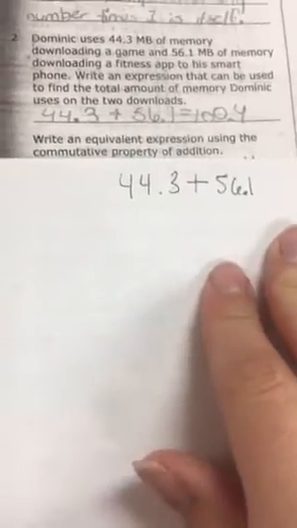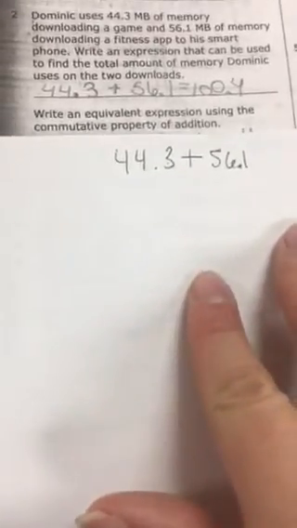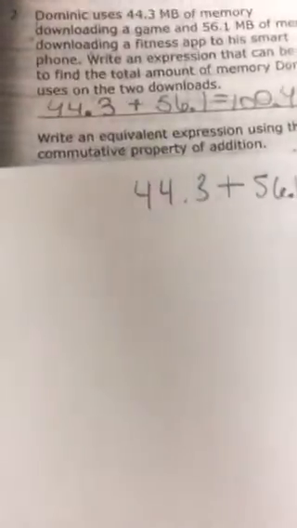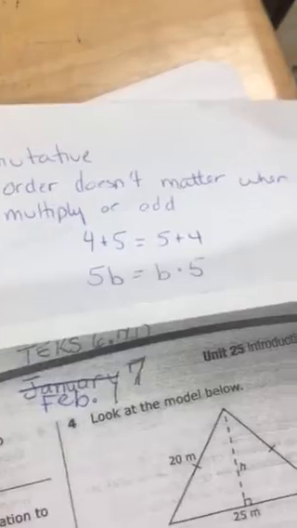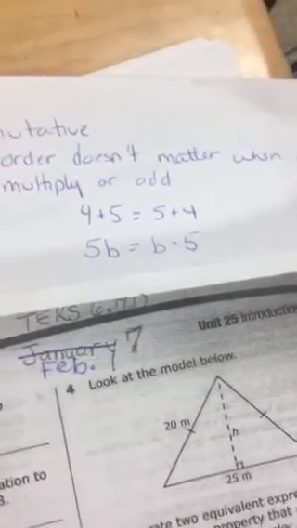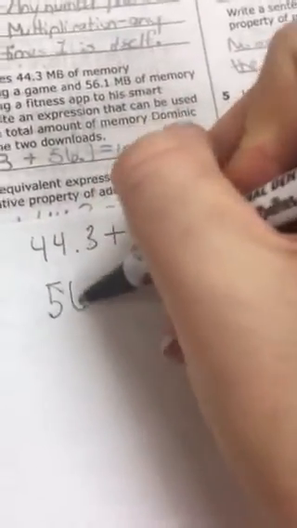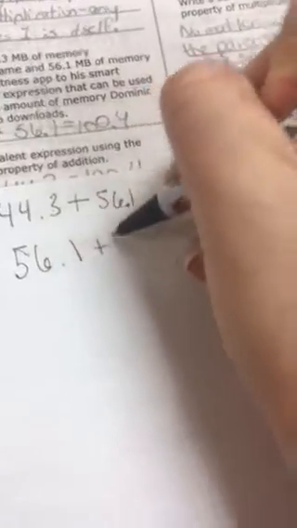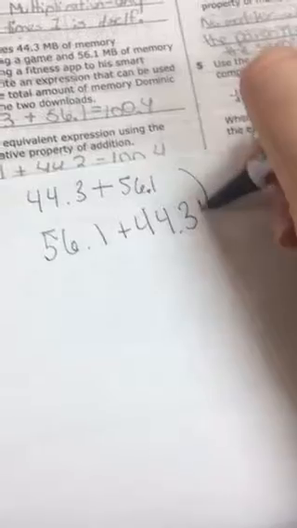Ooh, now they want us to write an equivalent expression using the commutative property. So commutative property, order doesn't matter when I add or multiply. 4 plus 5 is exactly the same as 5 plus 4. So my equivalent expression, I would just flip-flop the 2 numbers. And there we go. They mean exactly the same thing, so we call them equivalent expressions.